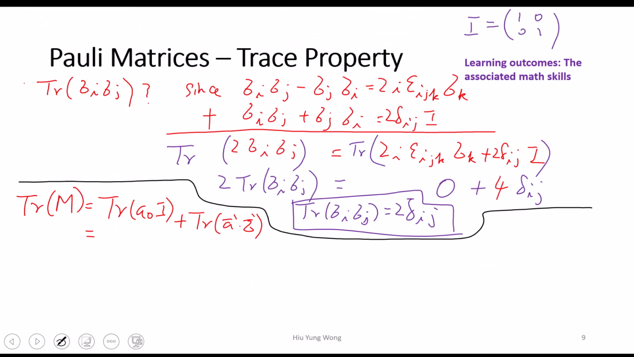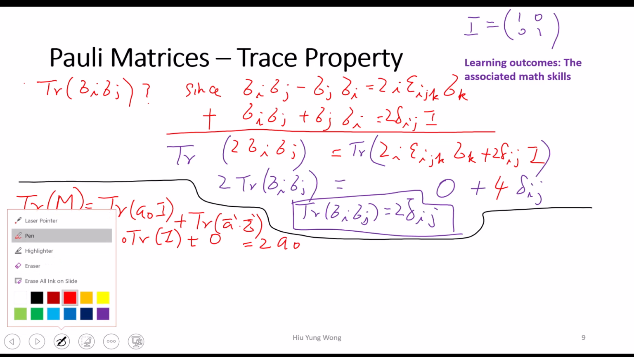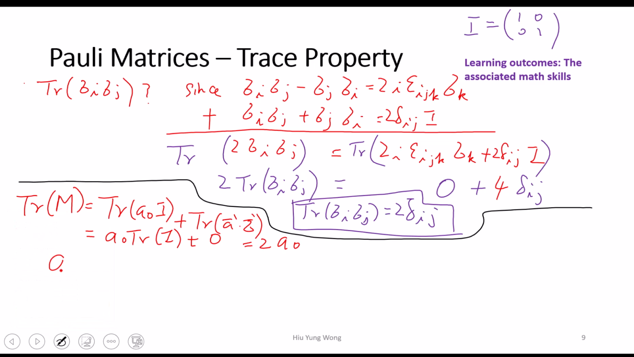So this one is just equal to A0 times trace of I plus 0, right? But what is the trace of I again? 2. So how do I find A0? A0 is just equal to the trace of M divided by 2. So if you give me a matrix, I can find out its component by finding the trace of the matrix divided by 2. Then that is the component of the identity matrix. It's just like finding the X hat component.